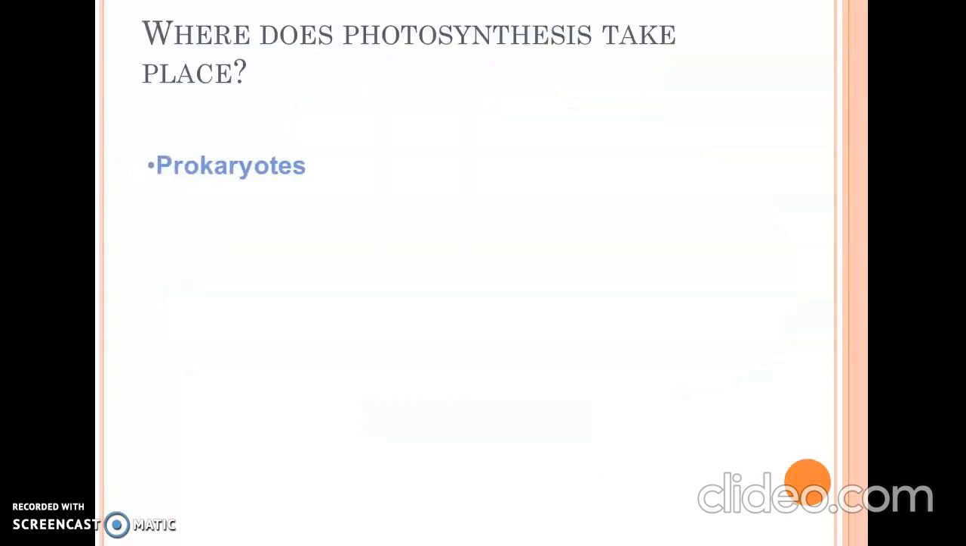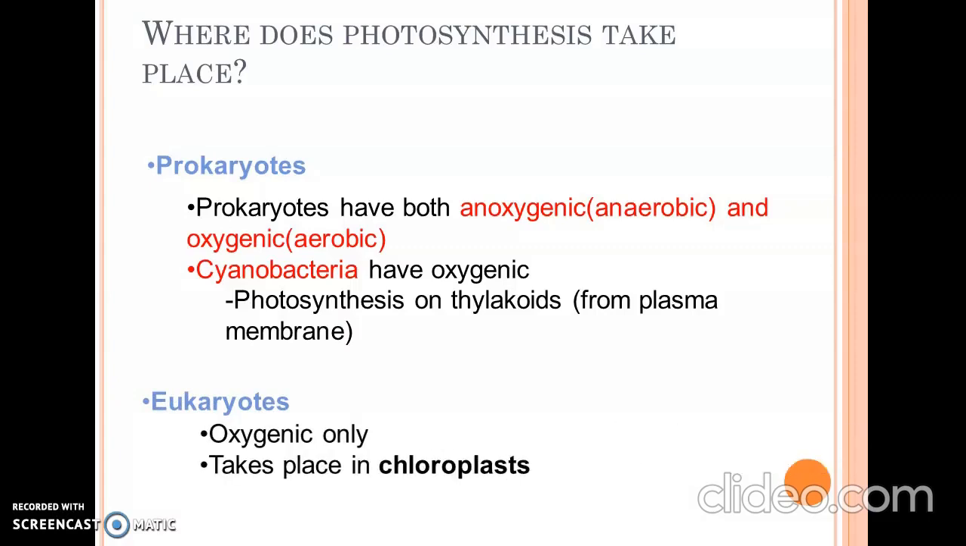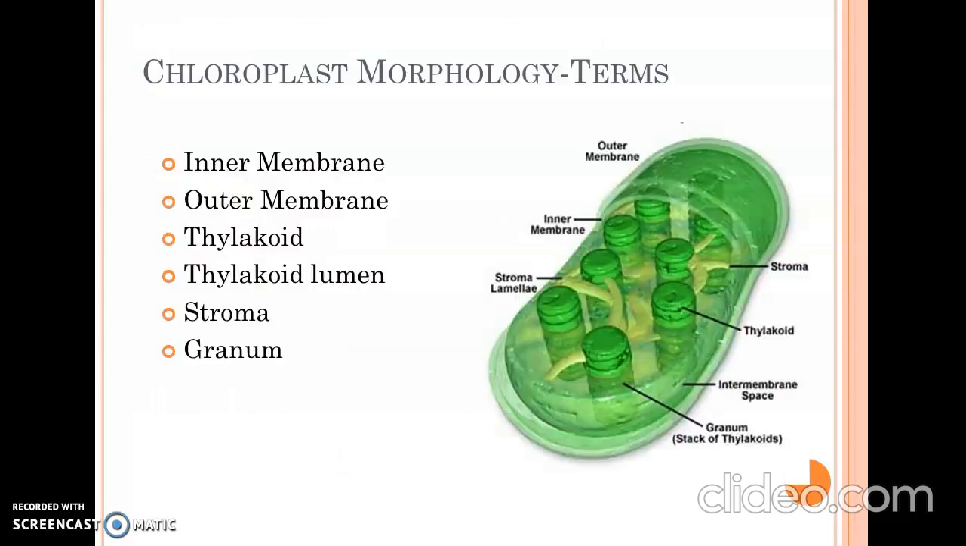So where does this photosynthesis take place? It takes place in prokaryotes. Both anaerobic organisms and aerobic organisms take part in it. Okay, and cyanobacteria also take part in it. As I told you, photosynthesis takes place in the thylakoid of the chloroplast. Coming to the eukaryotic organisms, all the plants, okay, they take part, and algae, they take part in this photosynthesis, and it takes place in a chloroplast.